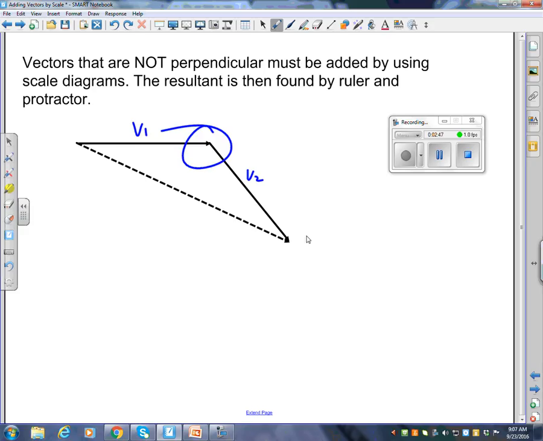Now, where do we draw the theta sign? Where do we measure the angle? At the beginning. No, you can measure it, Riley, right? You can measure it with a protractor. Okay?